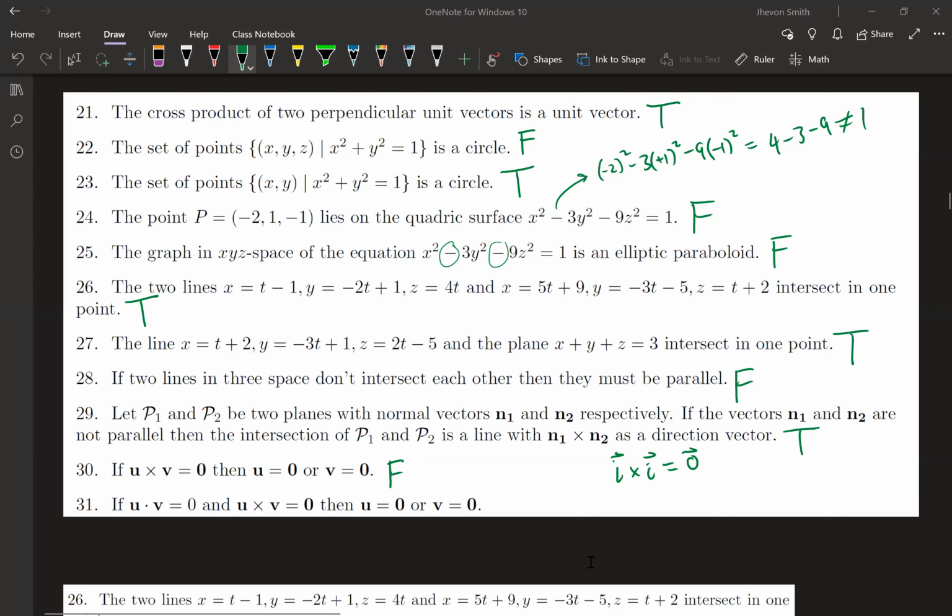Okay, let us go to the next problem. Problem 31. I believe this is actually the last true or false problem, so let's finish this one with a bang. If u dot v is the zero scalar and at the same time u cross v is the zero vector, then one of the vectors has to be zero. Either u is the zero vector or v is the zero vector.